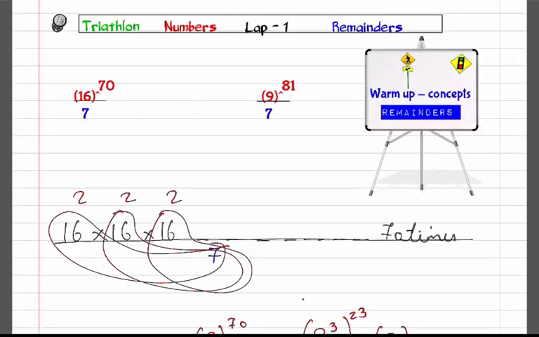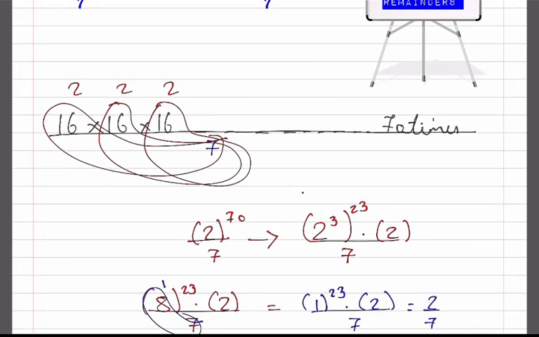Now I get 16 raised to 70 divided by 7. What's the remainder for this? Again, it's a big number, 16 raised to 70. So what do I do? I split it up. I split it up into individual numbers as 16, 16, 16, which is multiplied 70 times. Now 16 divided by 7, remainder is 2. Again 16 divided by 7, remainder is 2. How many 2s will I get if I go on this way? 70 times. 2 multiplied 70 times is nothing but 2 raised to 70 divided by 7.